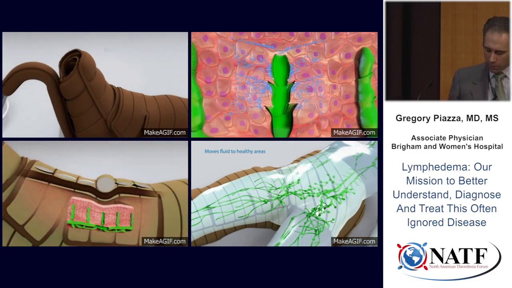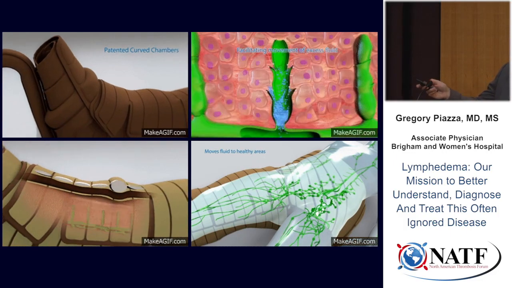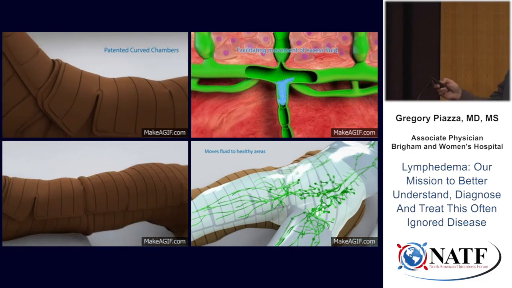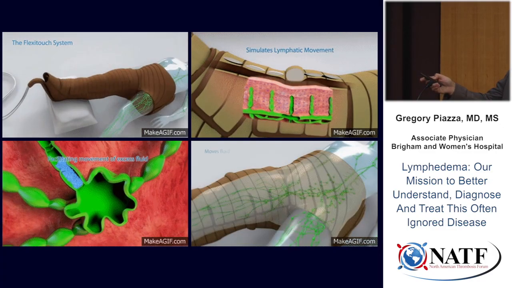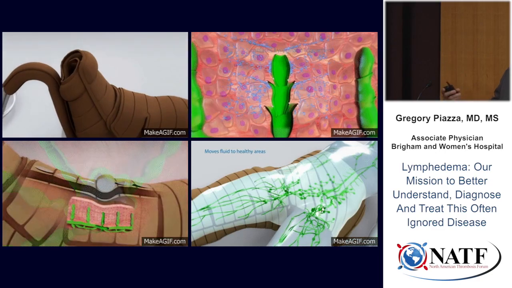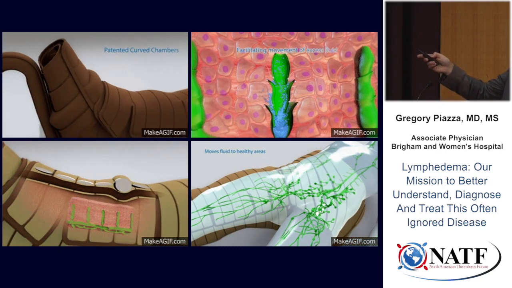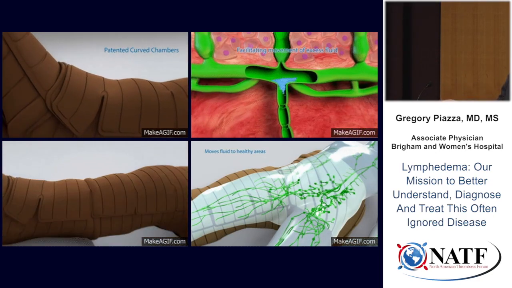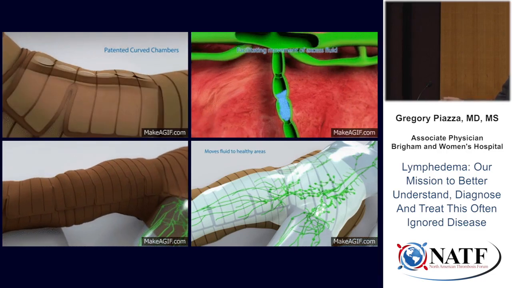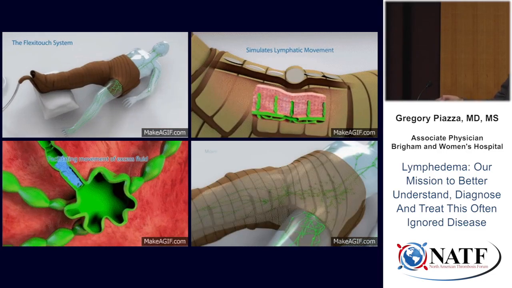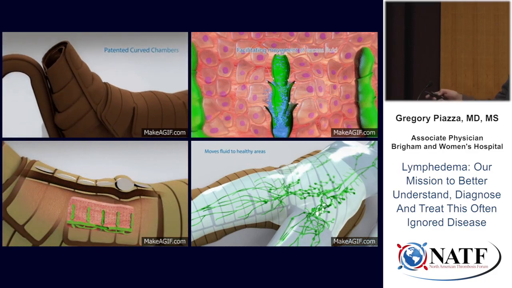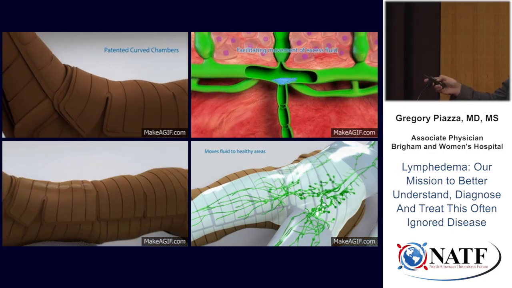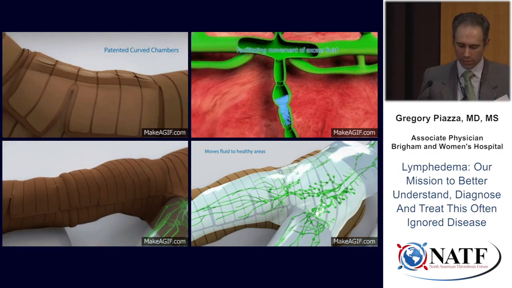Home compression pumps can also help. These are things that patients would wear at home. They inflate in a sequential manner, helping to squeeze the interstitial fluid into the lymphatics, then pushing the lymph fluid up towards the inguinal ligaments where the lymphatic vessels are, and then helping them to drain centrally eventually into the heart.